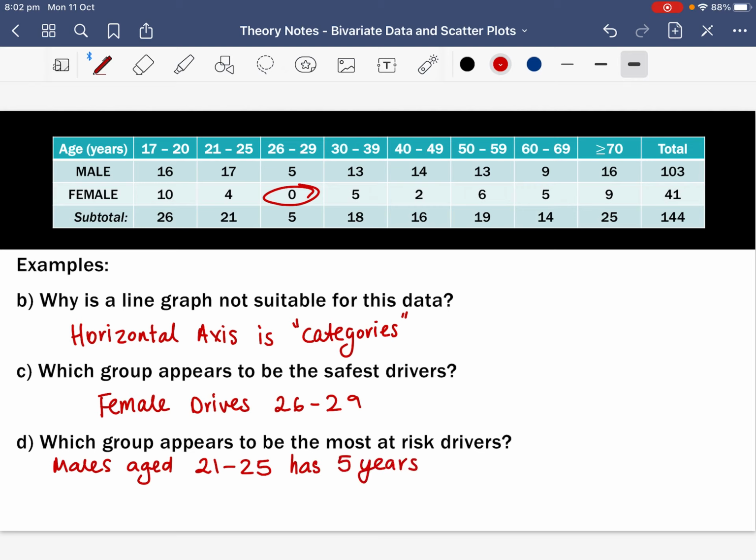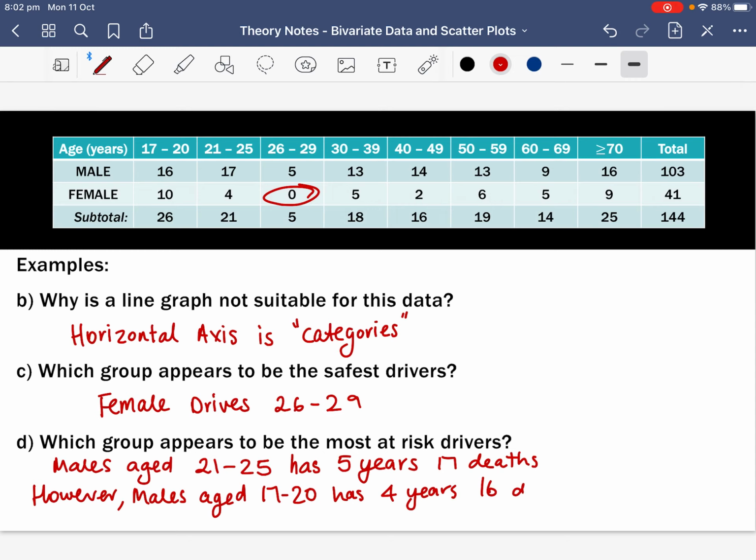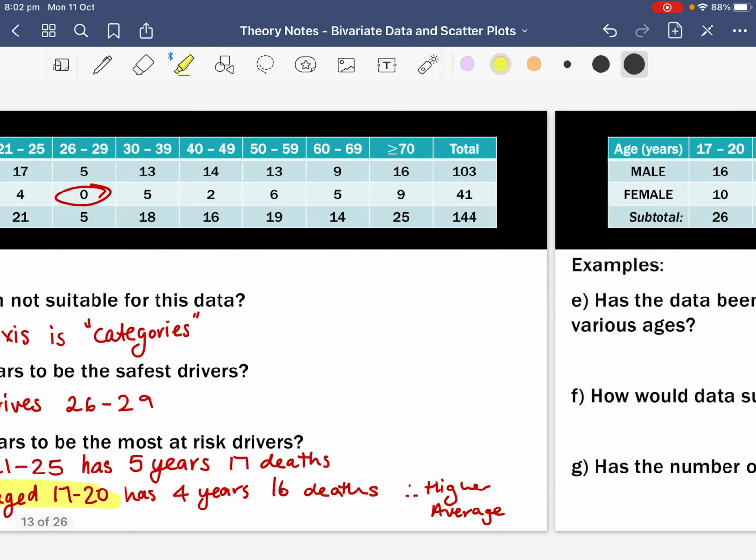So 5 years, 17 deaths. However, males aged 17 to 20 has 4 years, 16 deaths, therefore higher average. So our answer there is the males aged 17 to 20.